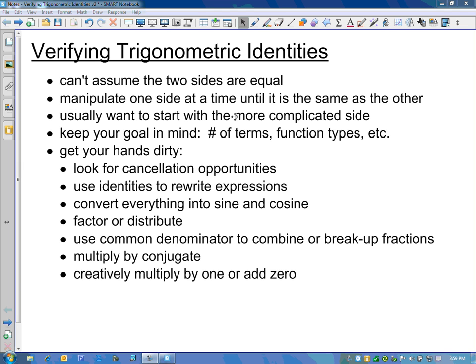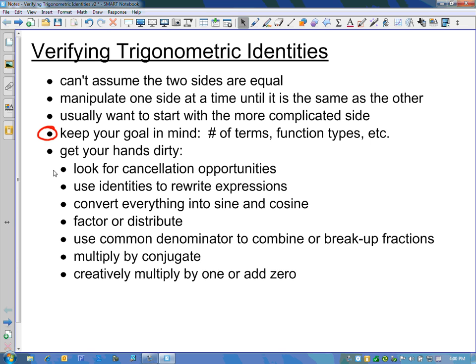And we usually want to start with the more complicated side because it's usually easier to destroy something through cancellation than it is to build something that wasn't there to begin with. And the most important thing, though, is you must keep your goal in mind. In other words, when you're manipulating one side, look at what you're trying to manipulate it to and pay attention to the number of terms, the types of functions, etc. That way you're always working towards your goal.